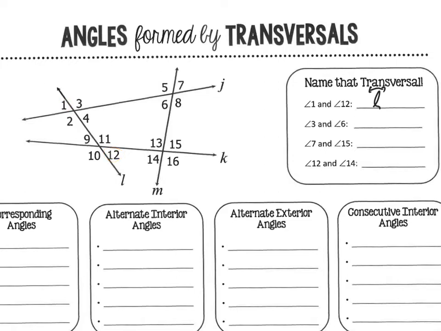Now we look at the next line. It's 3 and 6. So 3 and 6. Which line do they touch? J. Good.